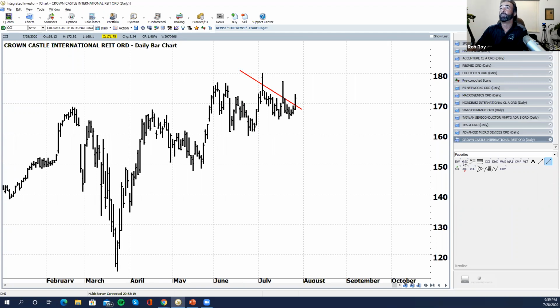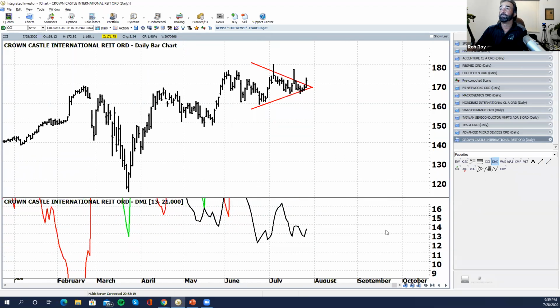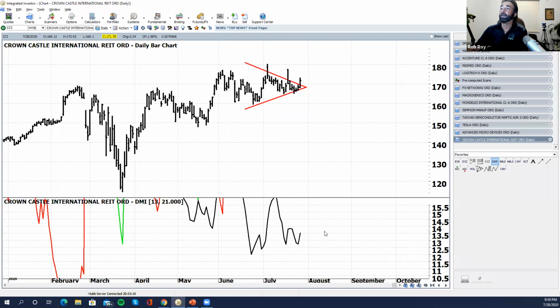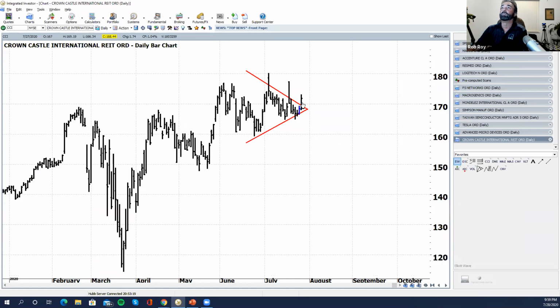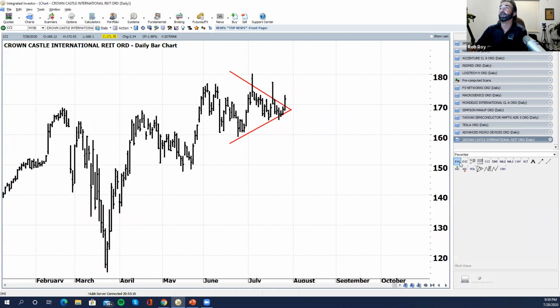CCI is just a really nice triangle. I would like to see the ADX just a little bit lower, but it was before today. So it was below 13, which is where I like it to be. We've got a breakout day today.